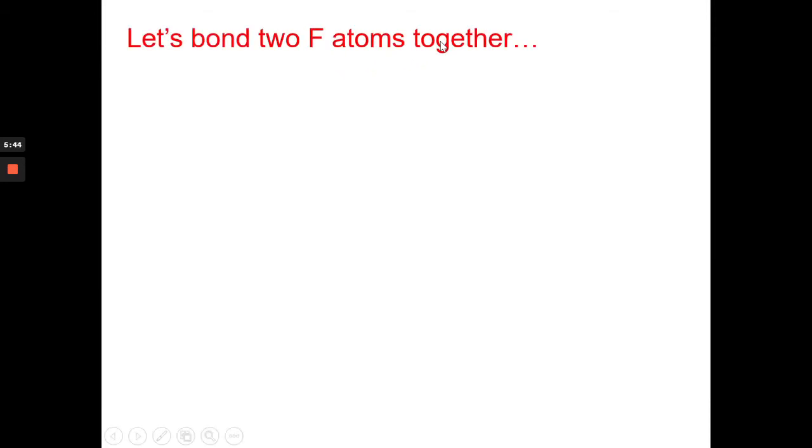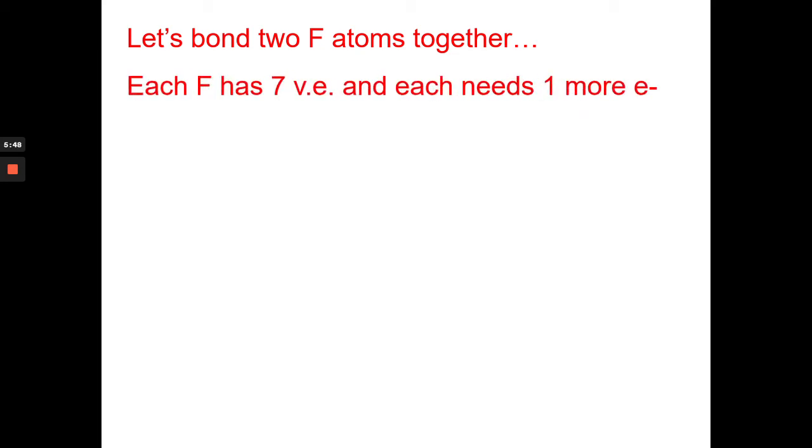All right, so let's pretend to bond 2 fluorine atoms together. Remember, fluorine is atomic number 9 in group 17, so it has 7 valence electrons. So each of these fluorines has 7 valence electrons, both wanting 8. Now there's no reason for the atom on the left to give an electron to the one on the right, or the one on the right to give one to the left. So neither will be energetically stable if they just sit the way they are.